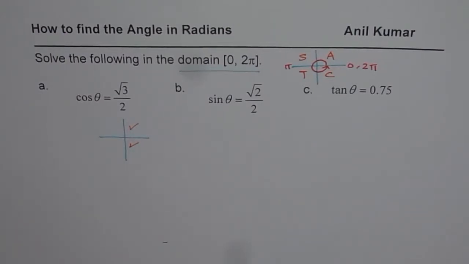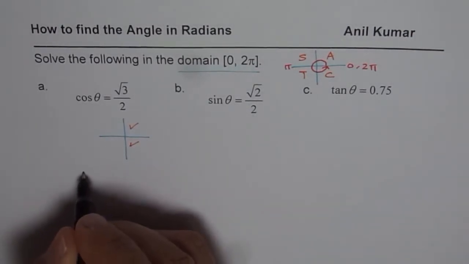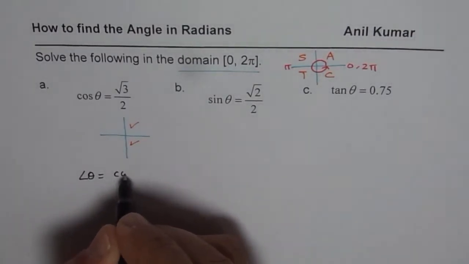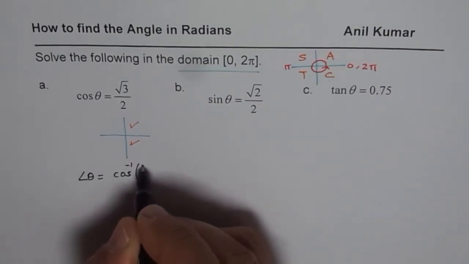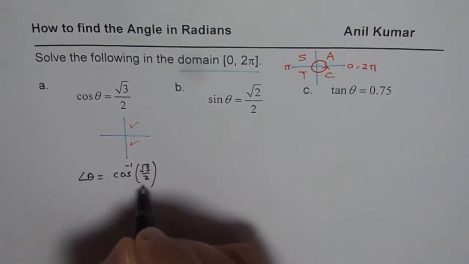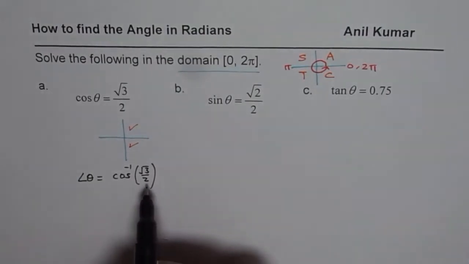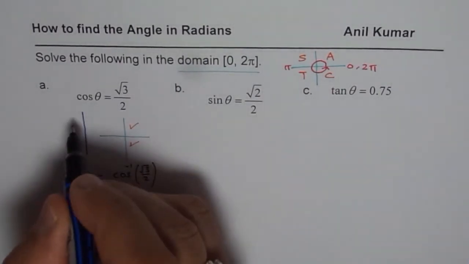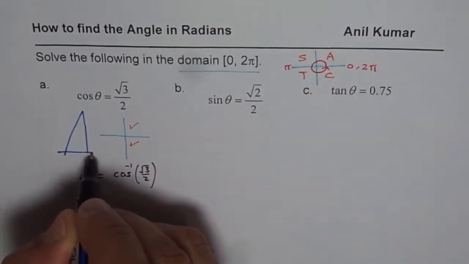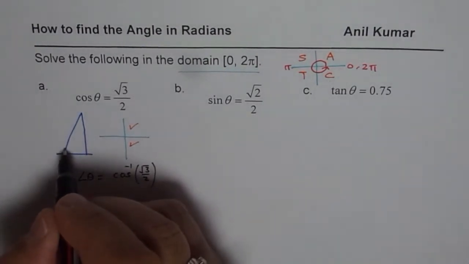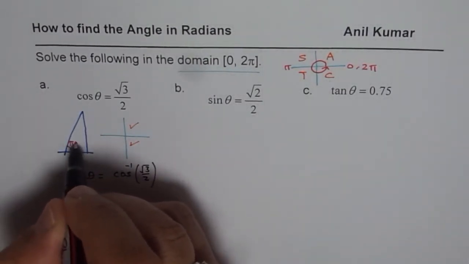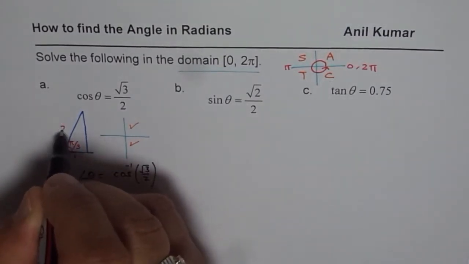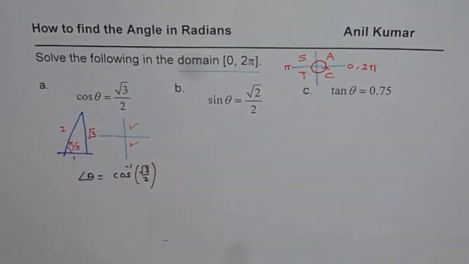One way is, of course, when you are given this equation, you can say angle theta equals cos inverse of square root 3 over 2. You can do that with a calculator. When you use a calculator, make sure it is in radians. The other way to solve this is to use special triangles, which you have learned. A special triangle for square root 3 over 2 could be drawn like this. This angle, consider pi by 3, that means 60 degrees. So the sides are 1, 2, square root 3. So you could use the special triangle.